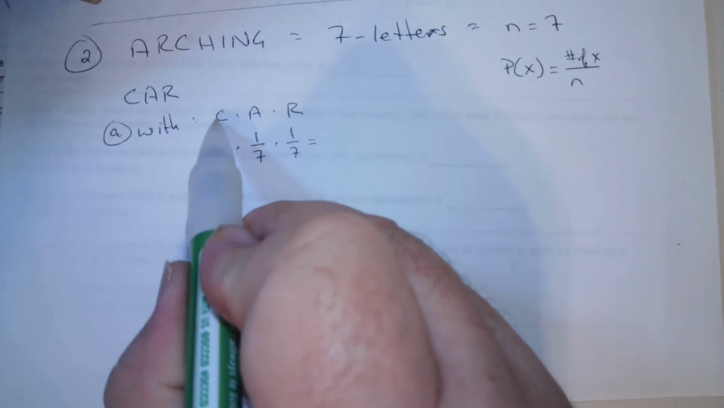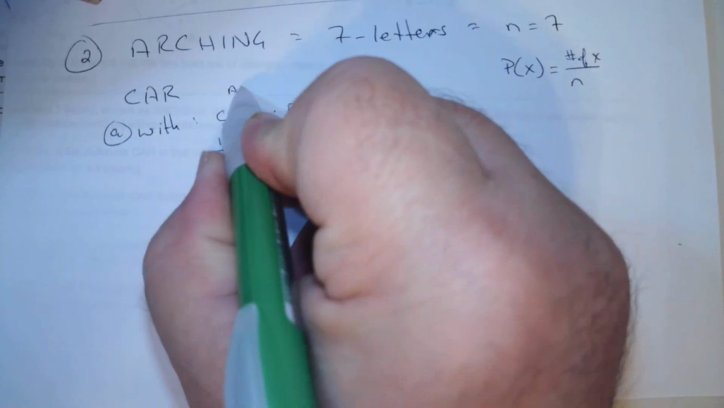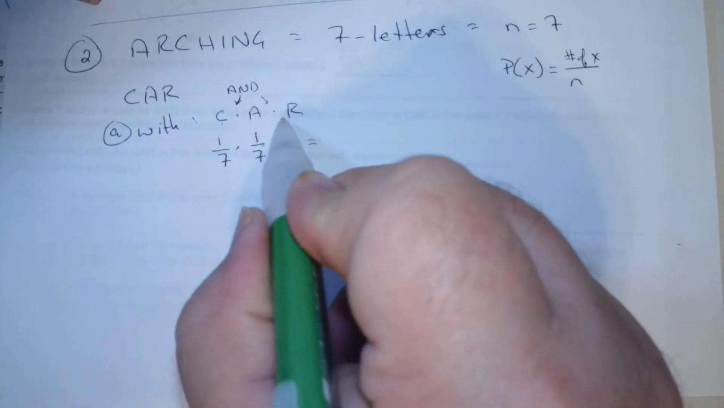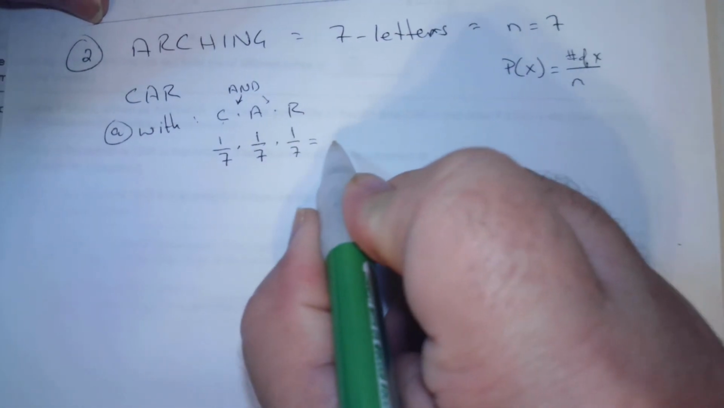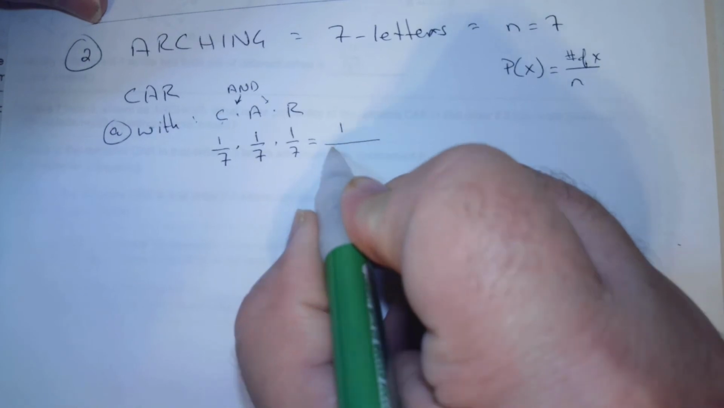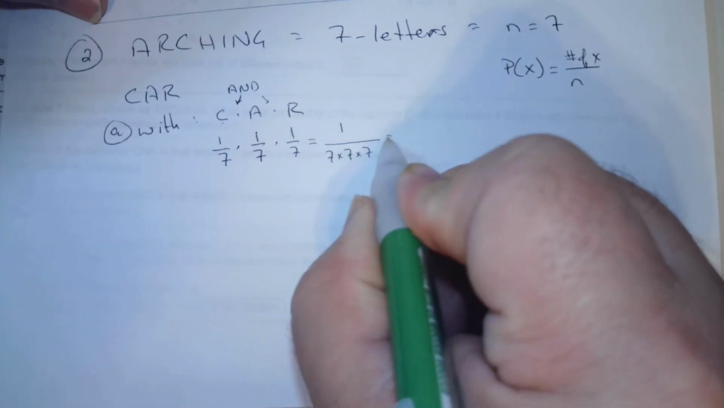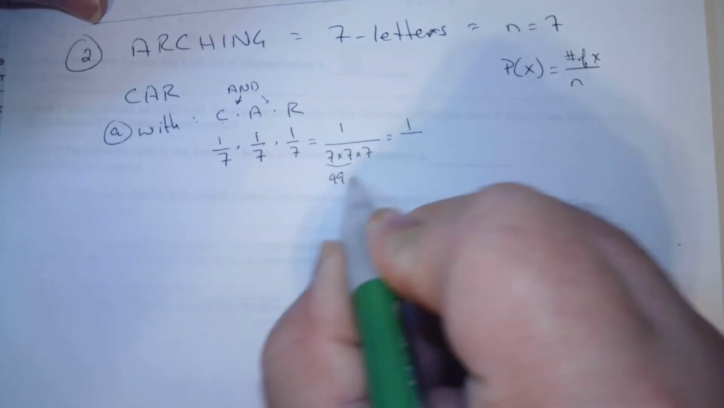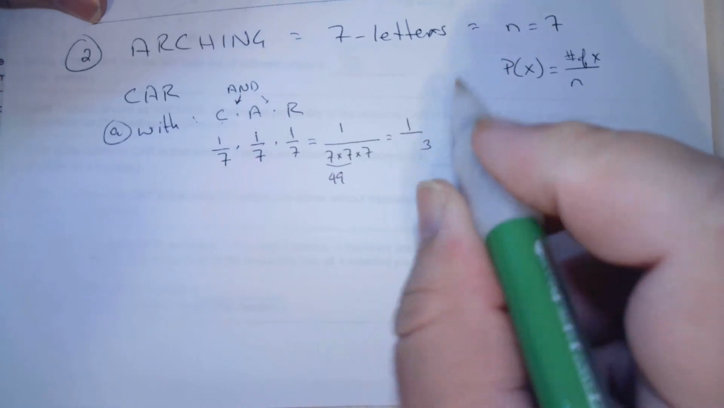Remember, the first one is a C, and the second one is an A, and the third one's an R. That's why we multiply them. So multiply them out together. 7 times 7 times 7. 7 times 7 is 49. 49 times 7 is 343.